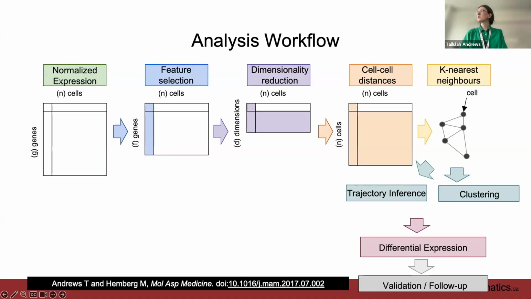So the first thing we're going to do is get our normalized expression. And then we're going to do all of these other steps till we get to clustering, and that's going to be when we have our different cell types. So we're starting right at the start here today.